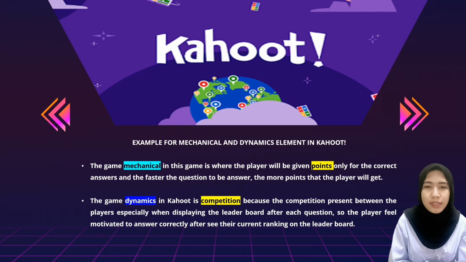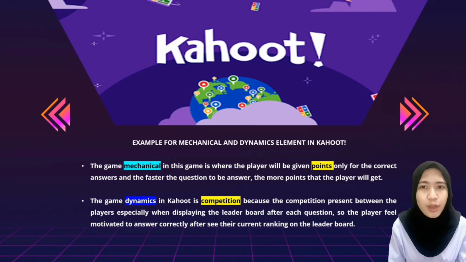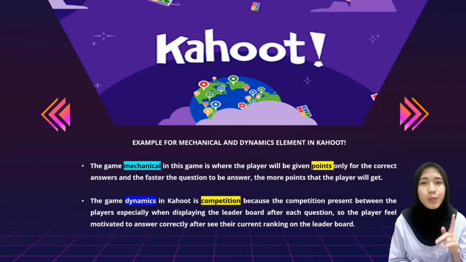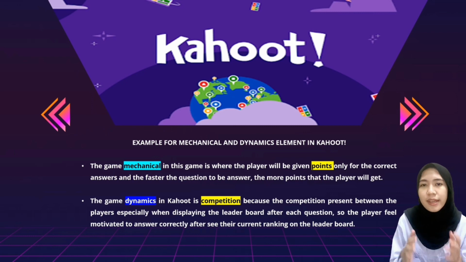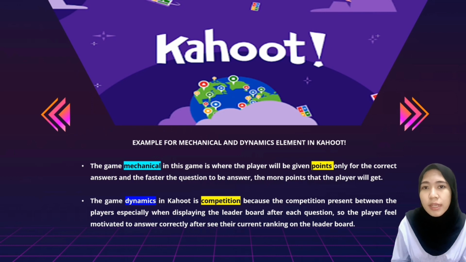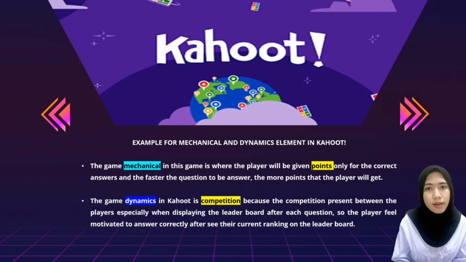The example for mechanical and dynamic elements is when you are playing Kahoot. The game mechanic in this game is that the player will be given points only for the correct answer. And you realize the faster you answer, the more points you get. On the other hand, the game dynamic in Kahoot is competition, because competition is present between the players, especially when displaying the leaderboard after each question. So the player feels motivated to answer correctly after seeing their current ranking on the leaderboard.